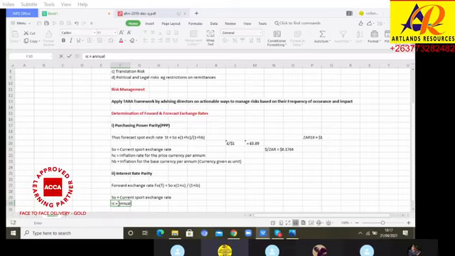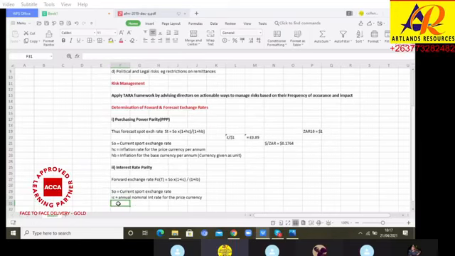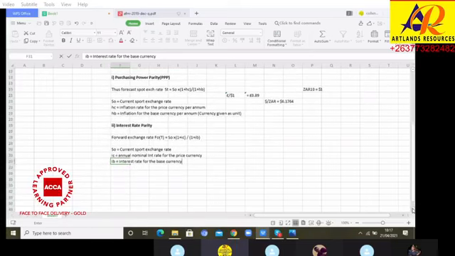S0 is still the current spot exchange rate, and IC equals the annual nominal interest rate for the price currency. You now know what a price currency is: the currency which is not one. And IB is the interest rate for the base currency, meaning the currency which is given per unit. That's IB. So this is salient stuff.